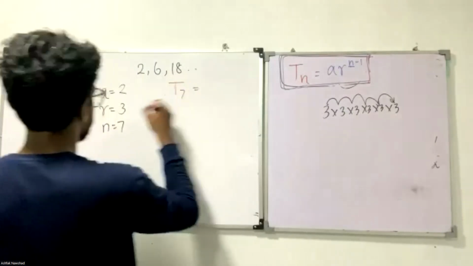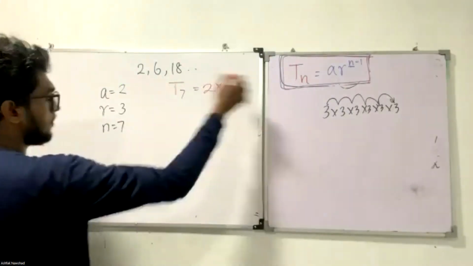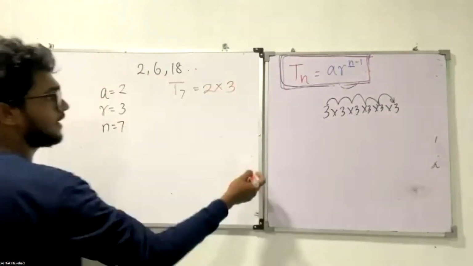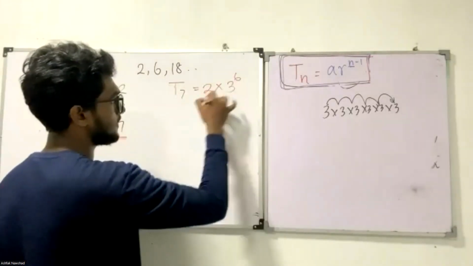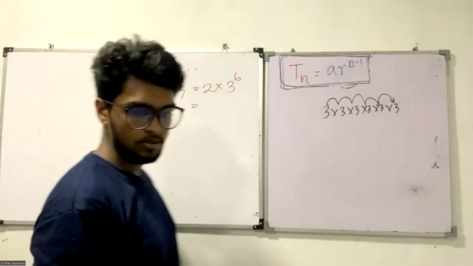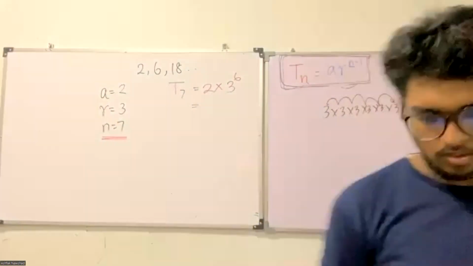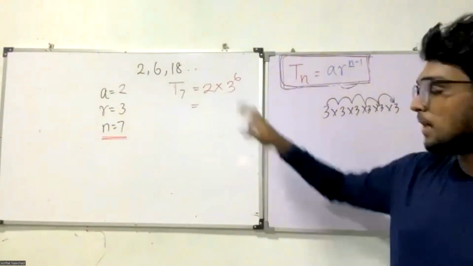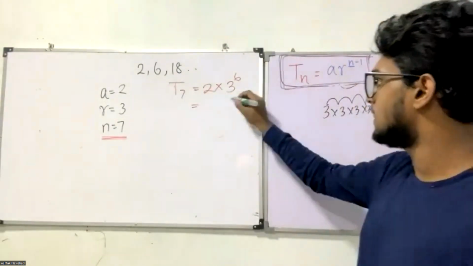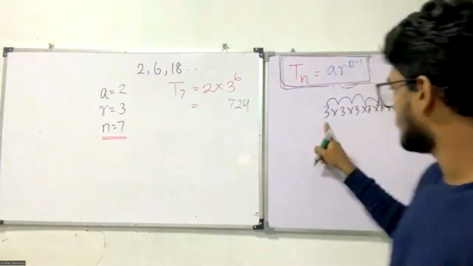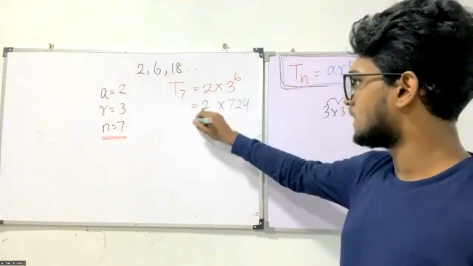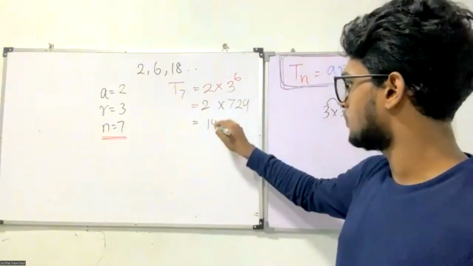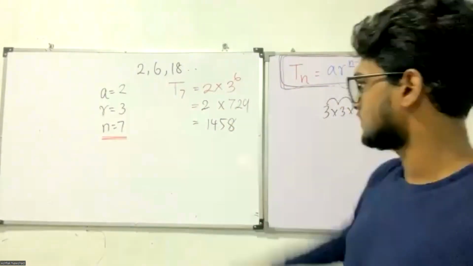T7 is 2 times, what is R? R is 3, and N minus 1. N is 7, so N minus 1 is 6. So the 6th power of 3, 3 to the 6th power is 729. You can work it out separately. And that multiplied by 2 is 1458.